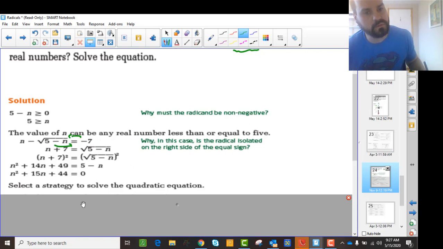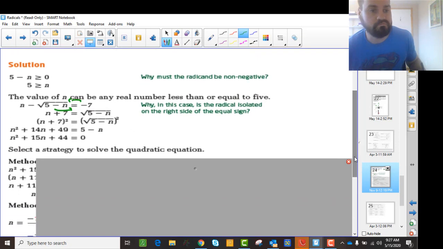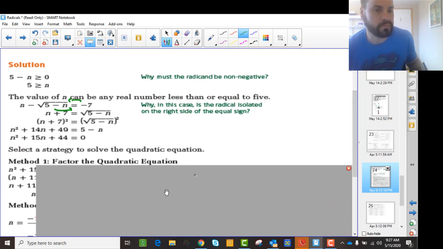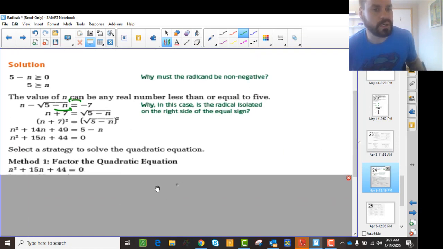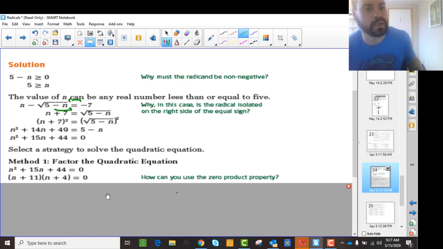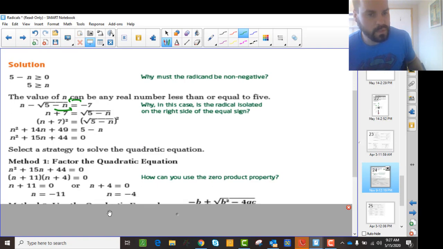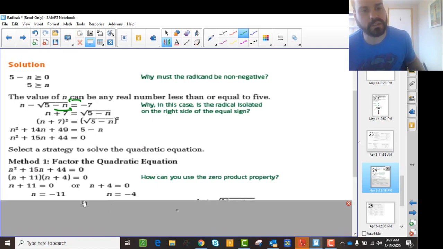And I say, well, I can't actually factor that very easily, I don't think. Maybe you can. So can I factor 44 and 15? Well, 4 and 11. Okay, yeah, I can factor it then. Perfect. So I get 4 and 11. Then I take those and I solve them, and I get minus 11 and minus 4.